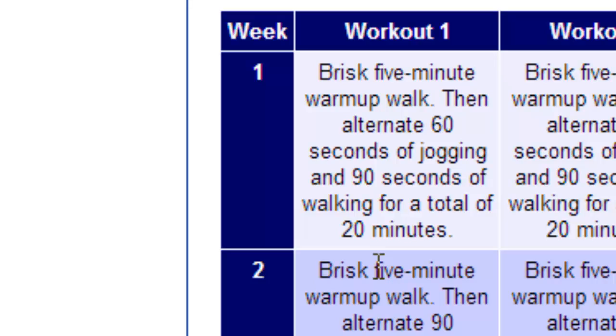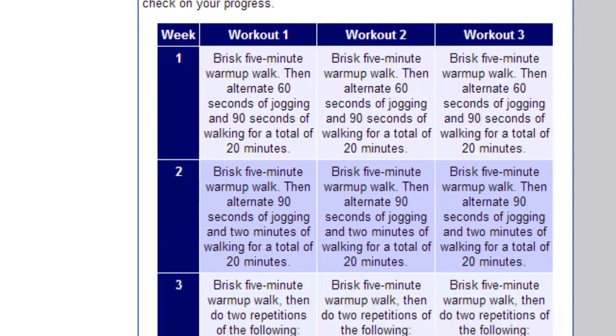So I want to think about what ratios I can write to describe what's happening here. I noticed that I'm going to be doing 60 seconds of jogging to 90 seconds of walking. So that's one ratio that I could write from this training schedule that I'm going to be doing.